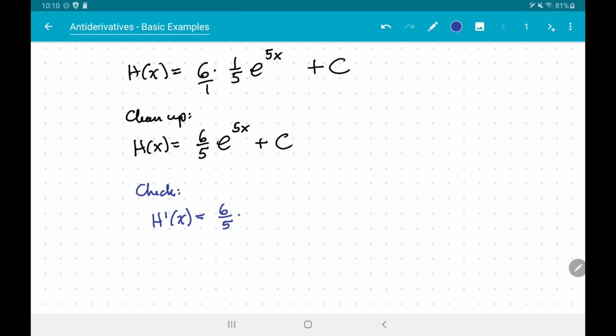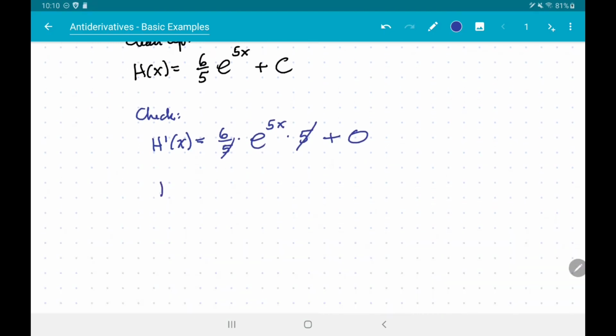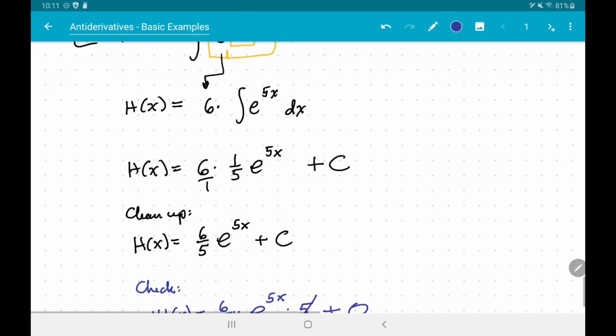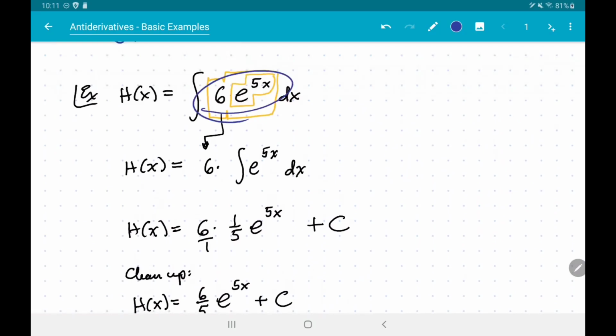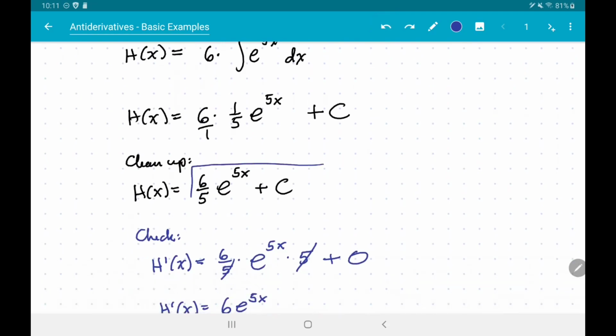And you get 6/5 times e to the 5x, times the derivative of the stuff, times 5, and then plus 0 for the plus c. The factors of 5 cancel, and we're left with h prime of x equals 6e to the 5x. And that agrees with what was inside the integral symbol. And again, just to make clear, this expression for h is the answer that the problem is looking for.